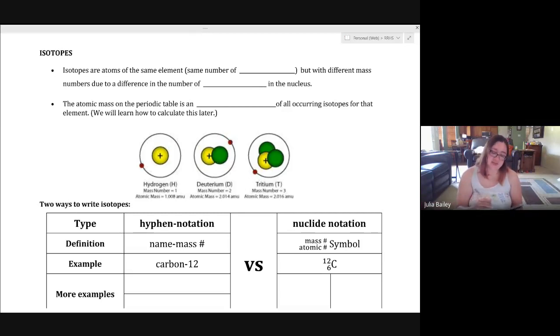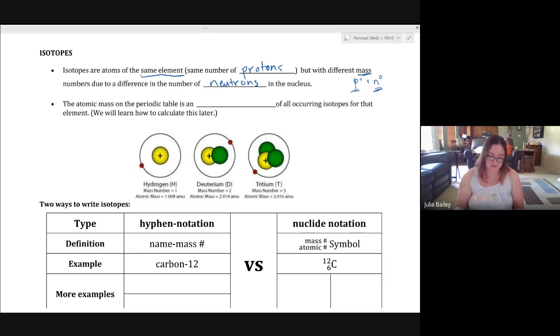Isotopes are atoms of the same element. So if they're the same element, they're going to have the same number of protons, but there's going to be a different mass number for one isotope versus another, because there's going to be a different number of neutrons in the nucleus. Remember that the mass number is the number of protons plus the number of neutrons. So if the number of protons stays the same, but the number of neutrons is changing, then you're going to have a different total, which means a different mass number. That's what we call that total.